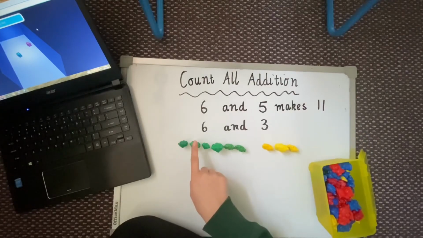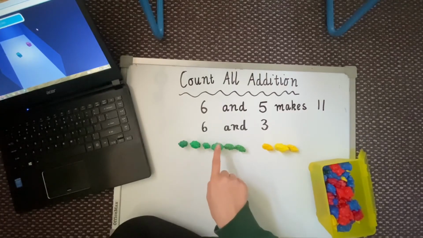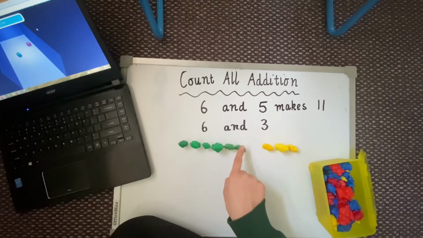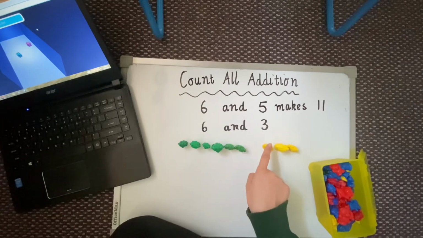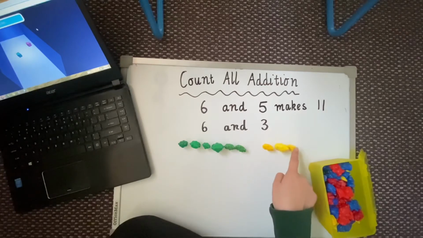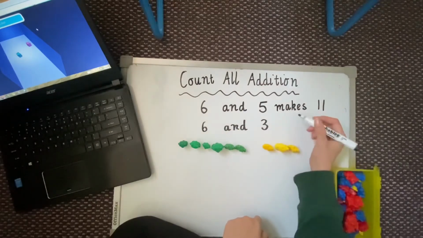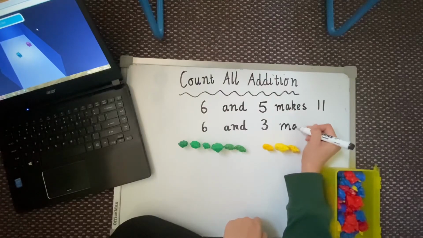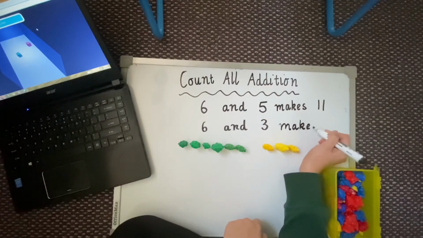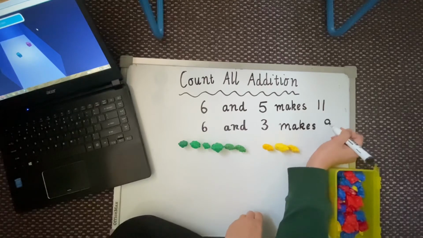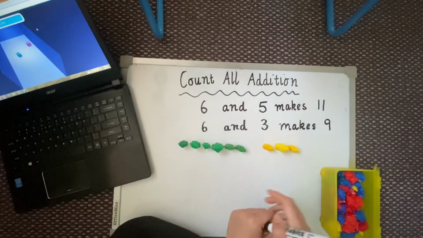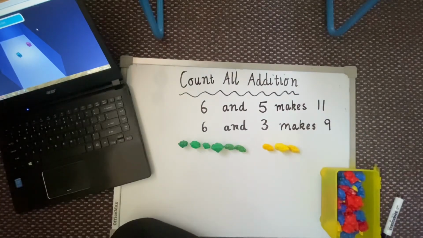1, 2, 3, 4, 5, 6. Keep going. 7, 8, 9. So 6 and 3 makes 9. Great. And then I'd have another go.